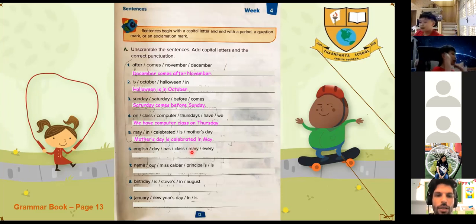Capital letter. Okay, how do we write English? Capital letter. Okay, remember, for English subject, we need to use capital letter. And then what do we need to write at the end of the sentence? We need a full stop. All right. Mary has English class every day.